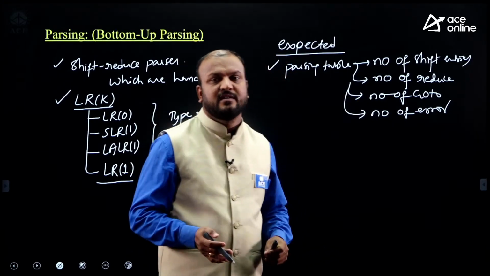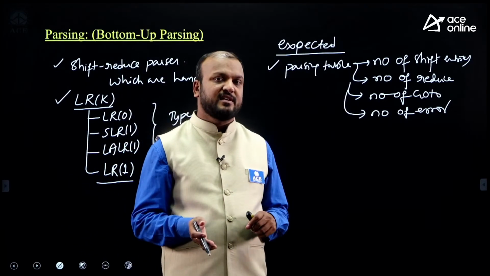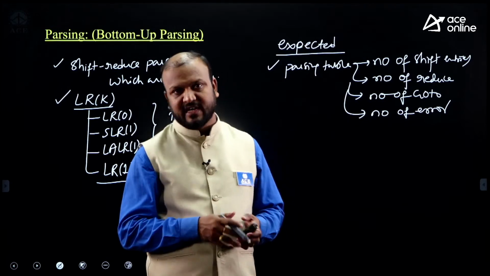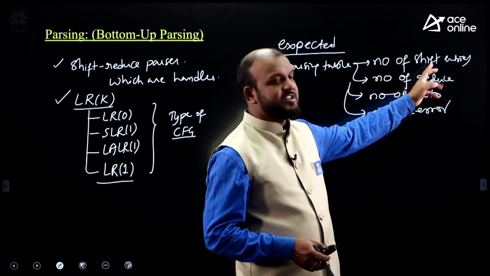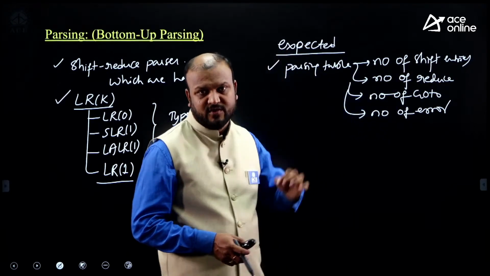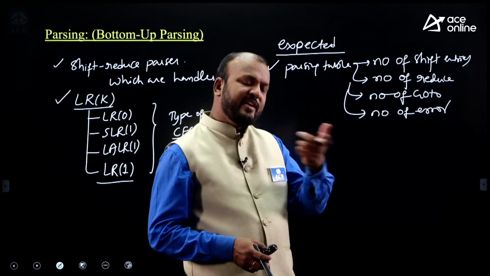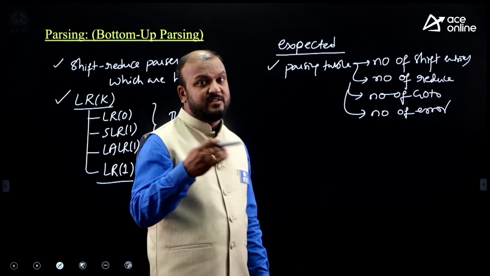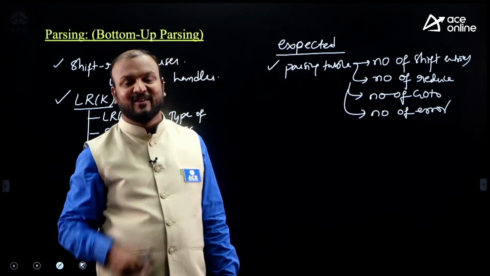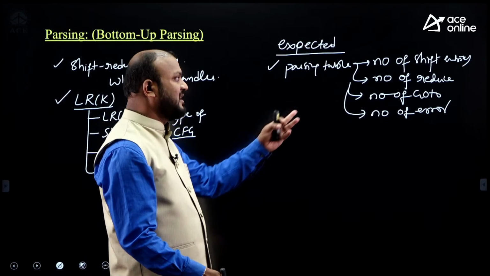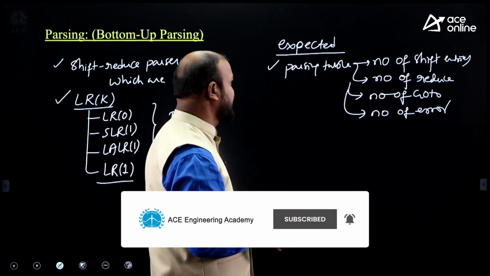Like if you construct an LR(0) parse table for the above grammar, the parse table contains dash number of shift entries, dash number of reduce entries, dash number of go-to entries, dash number of error entries. A numerical answer type of question is possible. That means the question is on the parse table. So how to solve that? You have to construct the entire table. Only then can you understand and find the answer for the question.